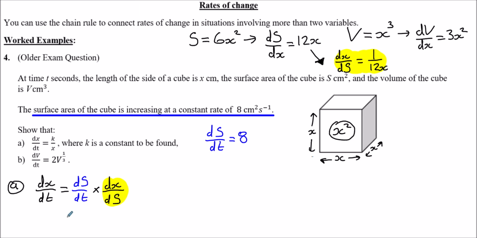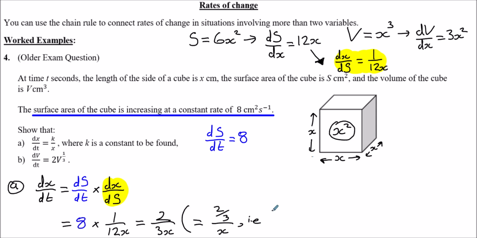We can now sub this in here. So for part A, ds by dt, remember we were told that was 8. And we multiply by 1 over 12x. We want to show that it can be written as k over x. Now 8 times 1/12 is 8 twelfths, which simplifies to 2/3. So first of all, I'm going to write it as 2 over 3x. Then that's the same as 2/3 over x, i.e. k would be 2/3.